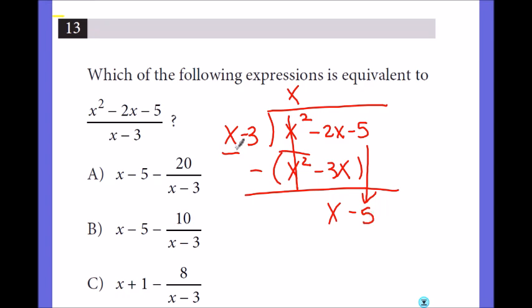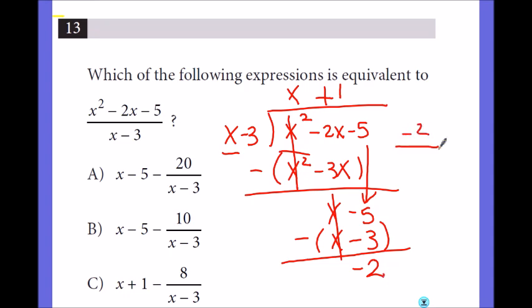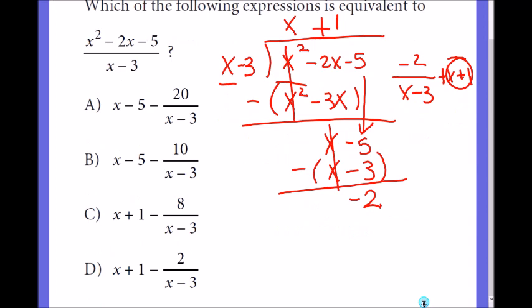So now x and x, so it's just +1. So when you multiply 1 by x minus 3, you get x minus 3. So when you subtract, this is gone. -5 minus -3 is -2, so you get -2 as a remainder. So it becomes -2 remainder over whatever you divided by, and add x plus 1. That becomes like a whole number. So where do you have -2 and x plus 1? So it's D.